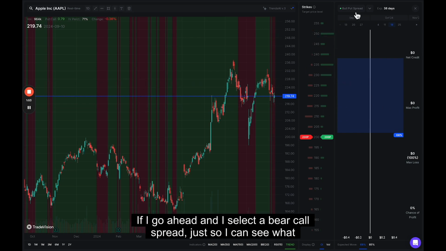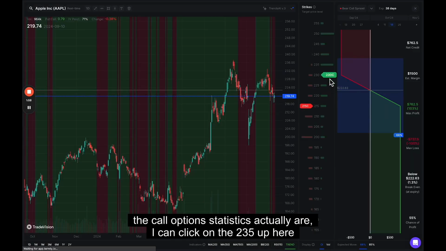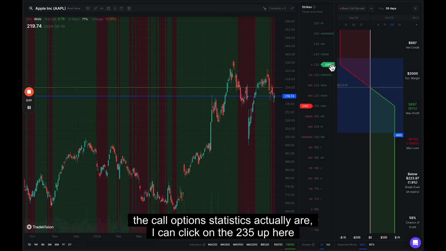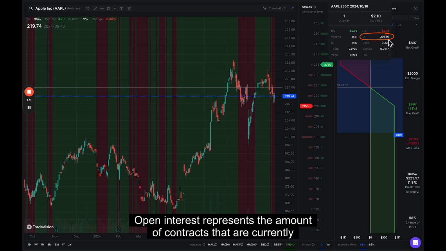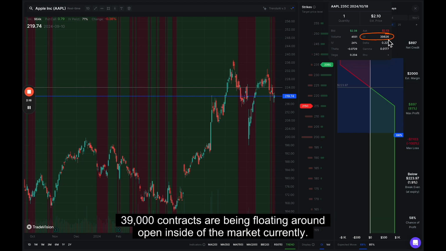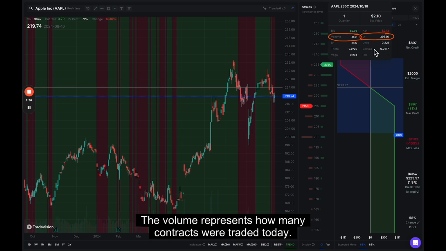If I select a bear call spread, just so I can see what the call option statistics actually are, I can click on the 235 up here, and I can see its open interest. Open interest is very, very high, 39,826. Open interest represents the amount of contracts that are currently trading within the market. 39,000 contracts are floating around open inside of the market currently. We also have the volume on the left, 4,551. The volume represents how many contracts were traded today.